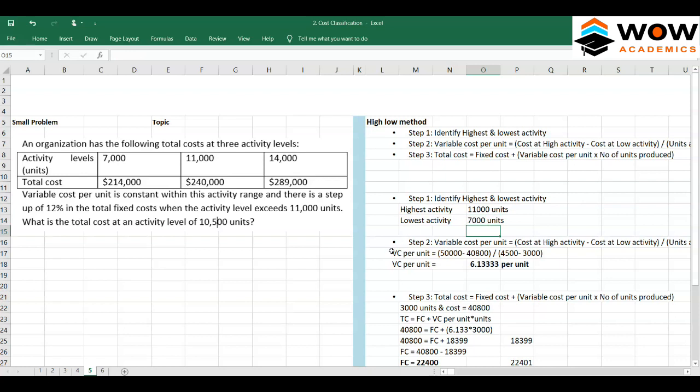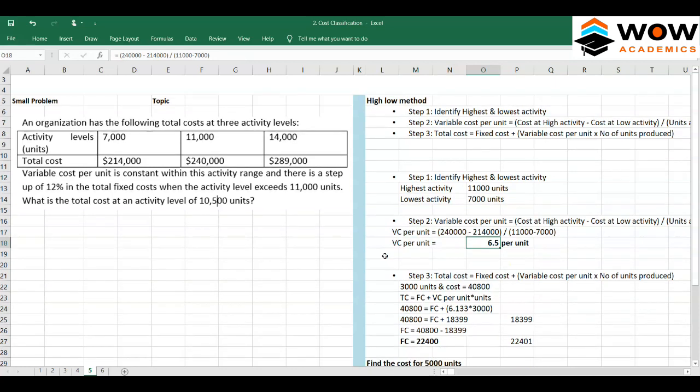What is our variable cost per unit? Our variable cost per unit would be 2,40,000 minus 2,14,000 divided by 11,000 minus 7,000. So the variable cost per unit is 6.5.